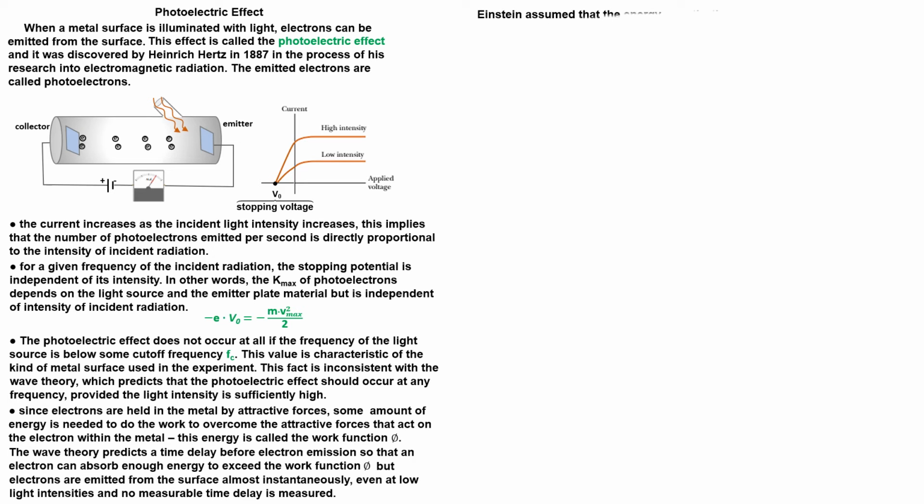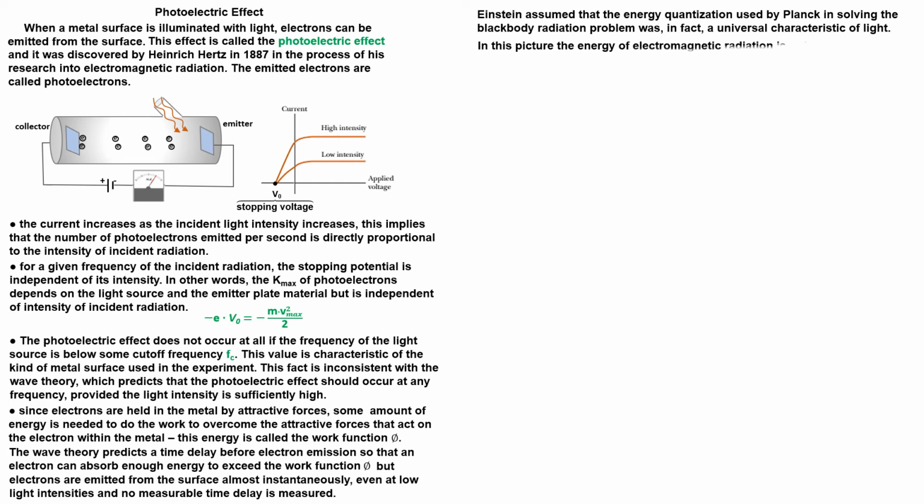A successful explanation of the photoelectric effect was given by Einstein in 1905. Einstein assumed that the energy quantization used by Planck in solving the blackbody radiation problem was, in fact, a universal characteristic of light. In this picture, the energy of electromagnetic radiation is not continuously distributed over the wavefront, but instead is concentrated in localized bundles or quanta, also known as photons.